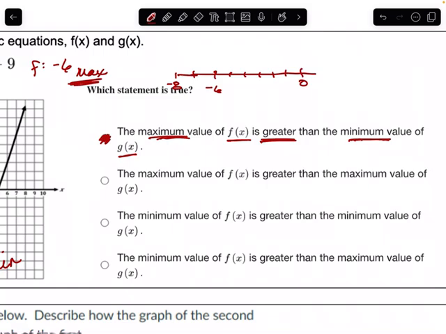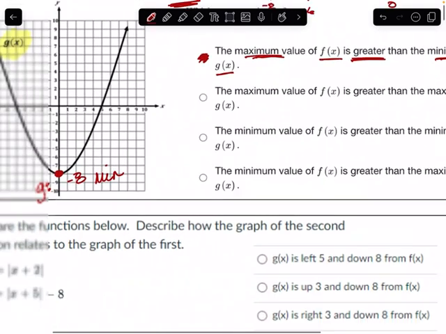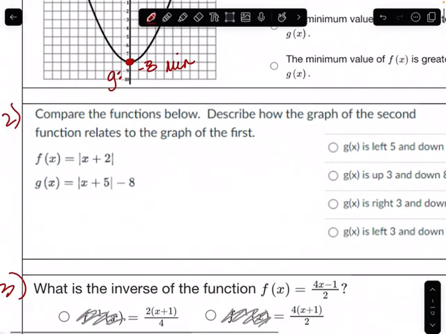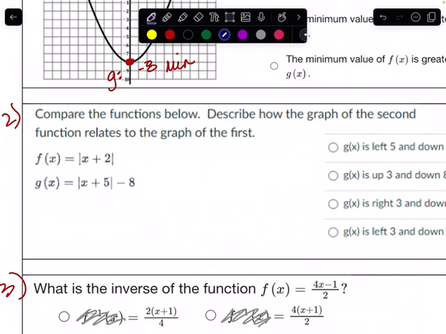Let's move on to number 2. Hopefully you can see this is quite clearly a Desmos question because we've got 2 equations and we're going to see how one moves to the other. So we're going to throw this into line 1. We're going to throw the second one into line 2. And then we'll see what's happening from F to G. Pause this, type it in, and come back to me.